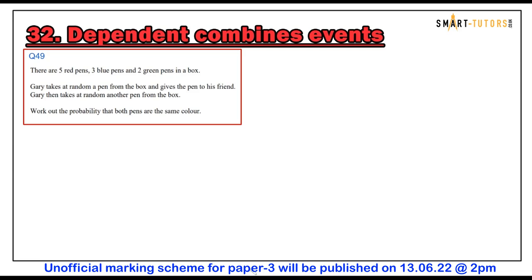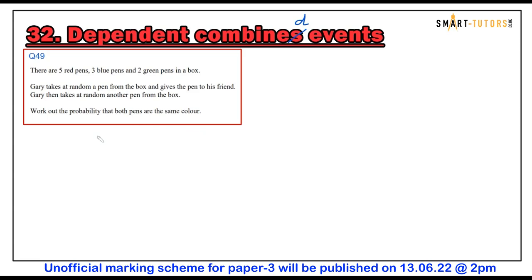Topic 32, dependent combined. Question number 49. There are 5 red pens, 3 blue pens and 2 green pens in a box. Gary takes at random a pen from the box and gives the pen to his friend. Gary then takes at random another pen from the box. Work out the probability that both pens are the same color.